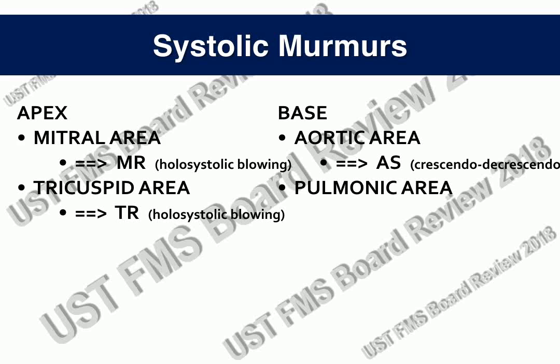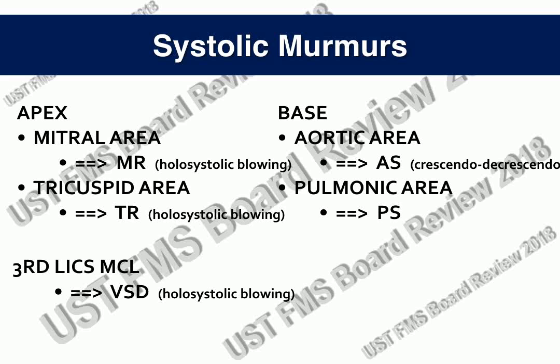Same thing with the pulmonic valve. A systolic murmur heard at the pulmonic valve corresponds to pulmonic stenosis. The other systolic murmur that you can also hear, which is best heard at the third left intercostal space mid-clavicular line, is the holosystolic blowing murmur of a ventricular septal defect.